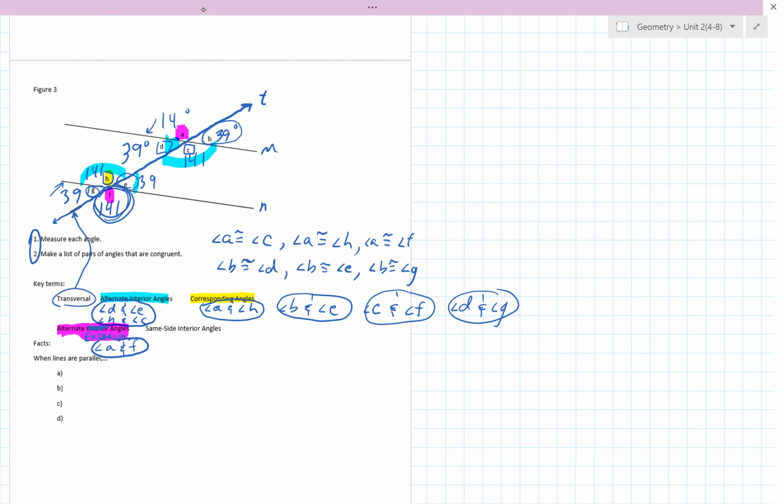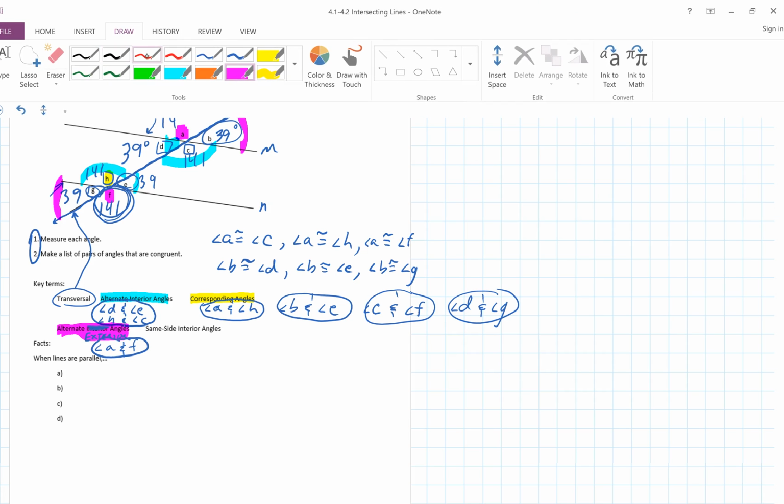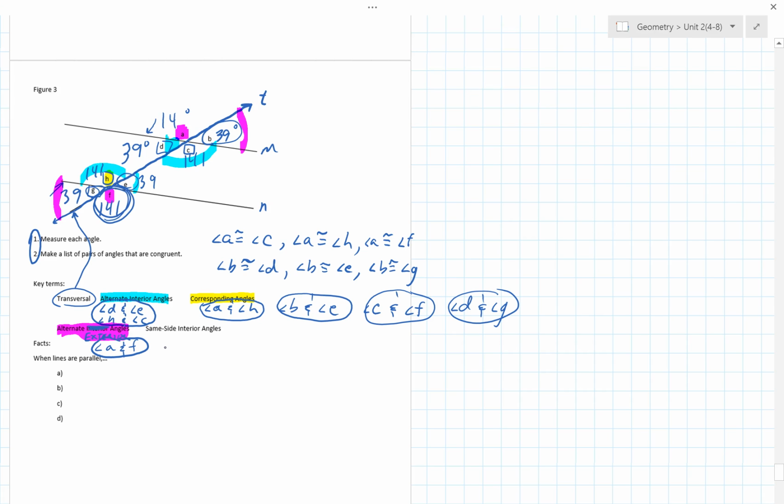So angle B and angle G are opposite of each other. They're on opposite sides of the transversal, and they are exterior, meaning they're outside of lines M and N. So B and G are alternate exterior angles. Okay, so these are both alternate exterior.